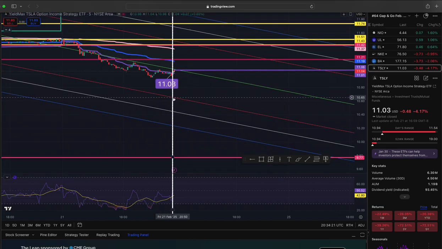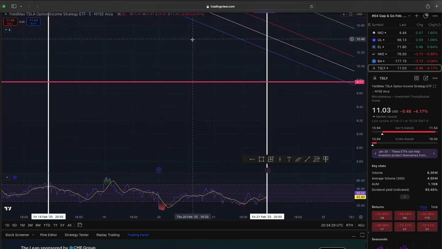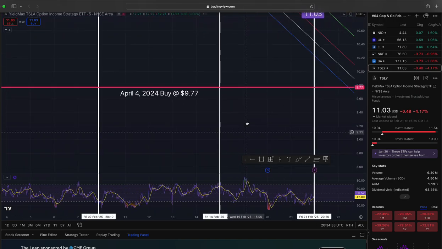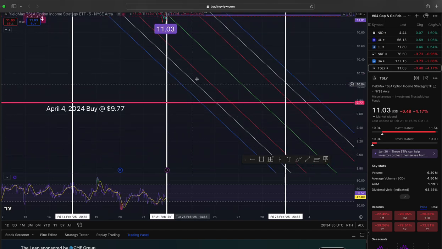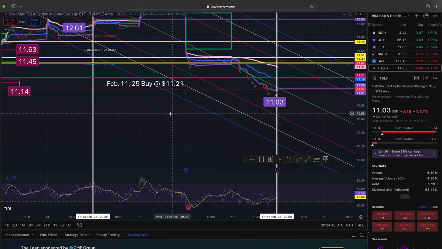To the south side, support 10.66, 10.45, and roughly 10.24. I do have some shares at 9.77. I think there are no gaps. Yeah, I bought this a while ago. To the south side.